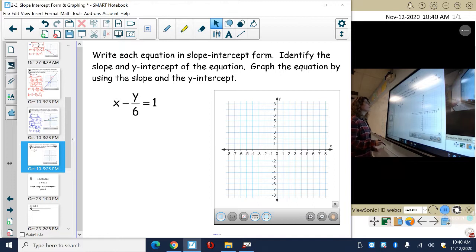Going to keep on going. Write each equation in slope-intercept form. Identify the slope and the y-intercept of the equation. So I need to solve this thing for y. So I'm going to subtract x.